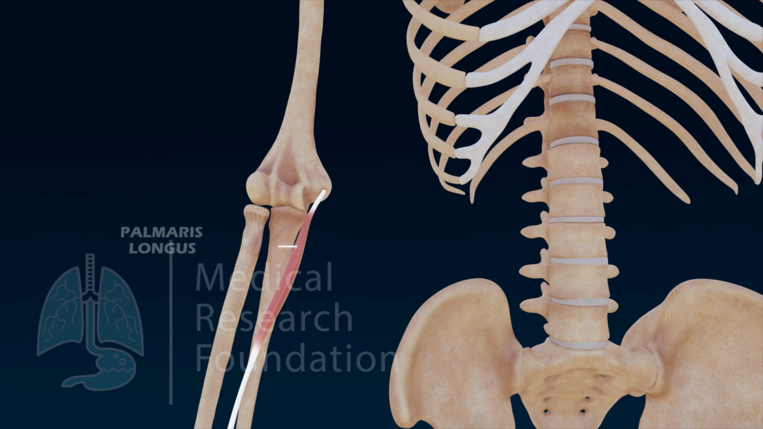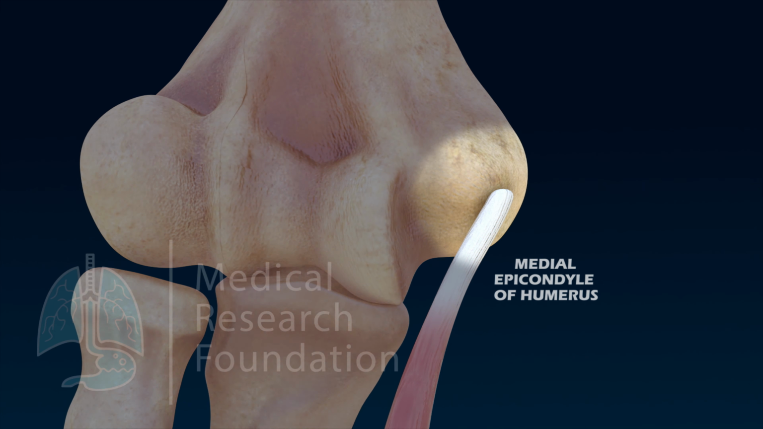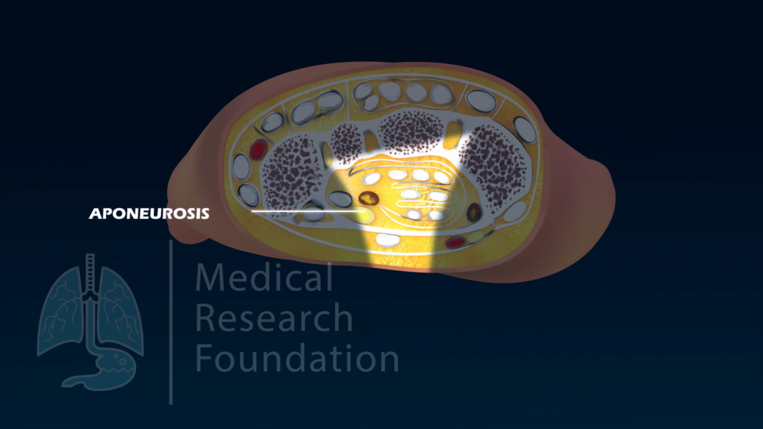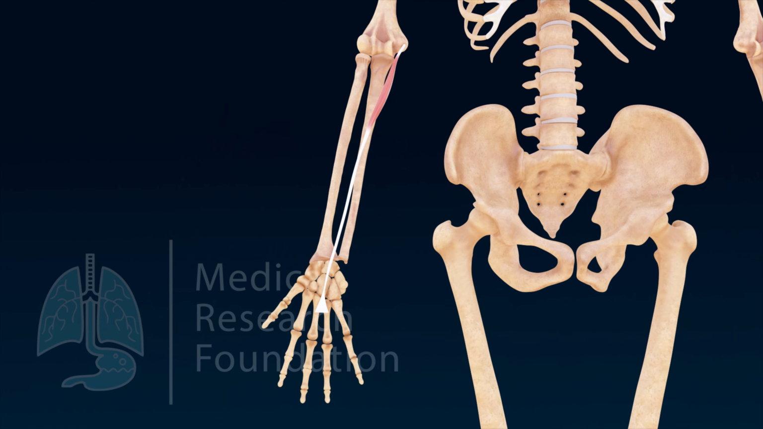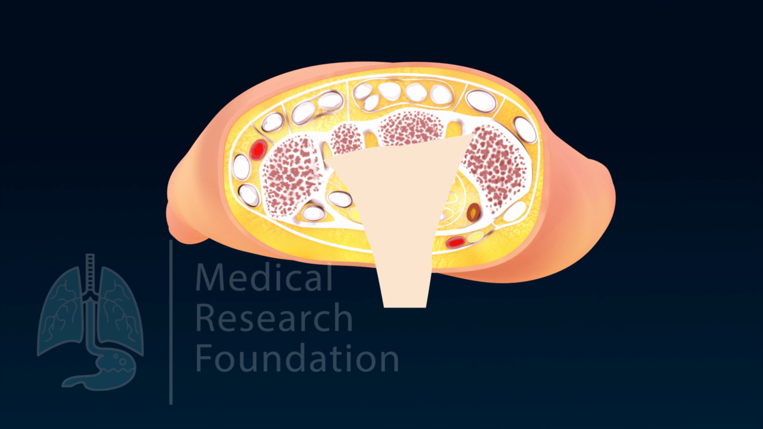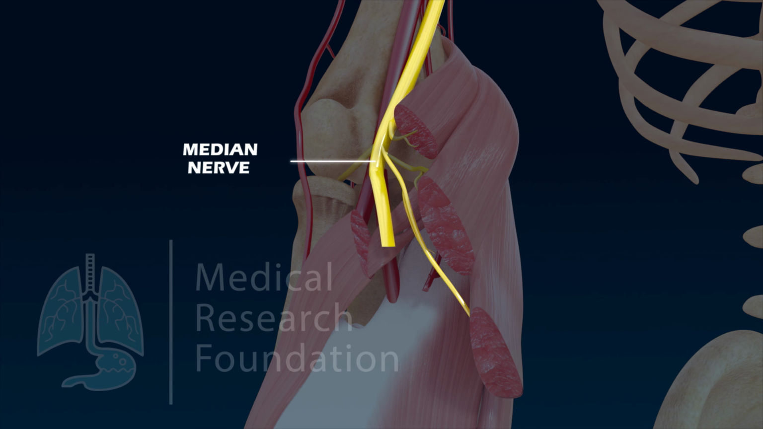Palmaris longus originates from medial epicondyle of humerus. Insertion takes place at palmar aponeurosis and blends with flexor retinaculum. Action: it's a weak flexor of wrist and tenses the skin of the palm, and is supplied by the median nerve.